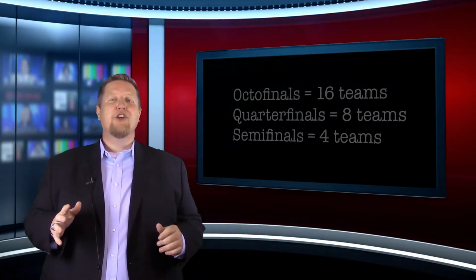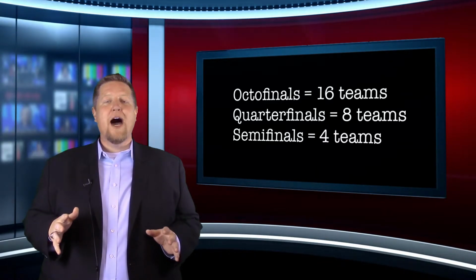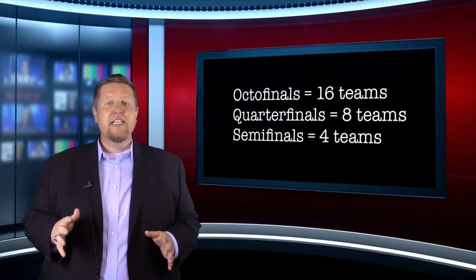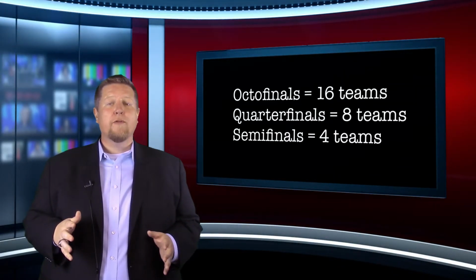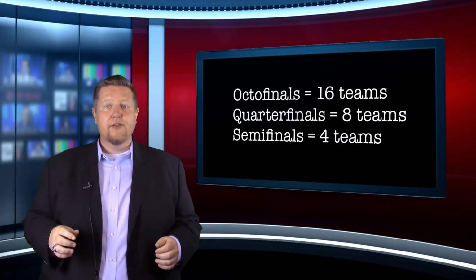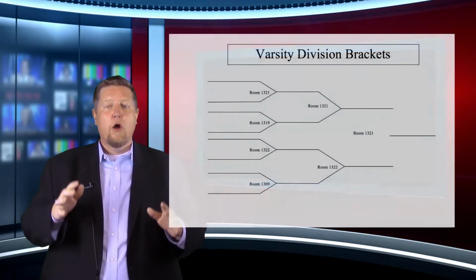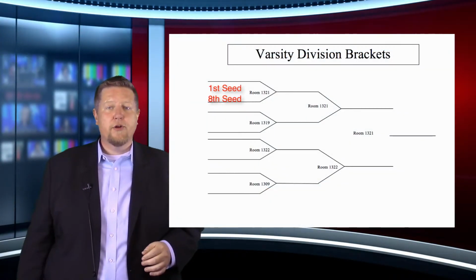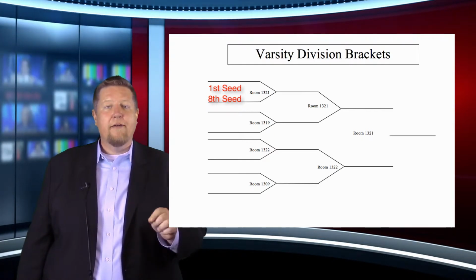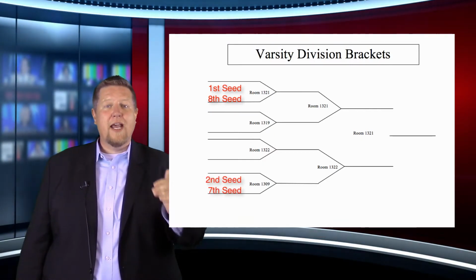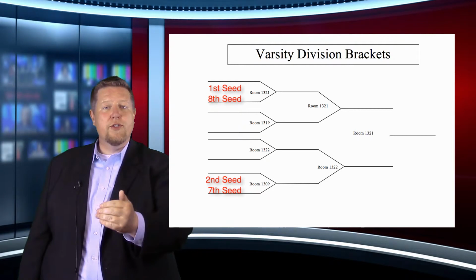Here's how elimination rounds work. If the tournament has octafinals, then the top 16 teams advance. If the tournament has quarterfinals, then the top 8 teams advance. If the tournament has semifinals, then only the top 4 teams advance. Now, most tournaments start at quarterfinals. Regardless, the top-seeded team in the tournament usually hits the lowest-seeded team, advancing to elim rounds, followed by the second highest seed hitting the second lowest seed, and so on.